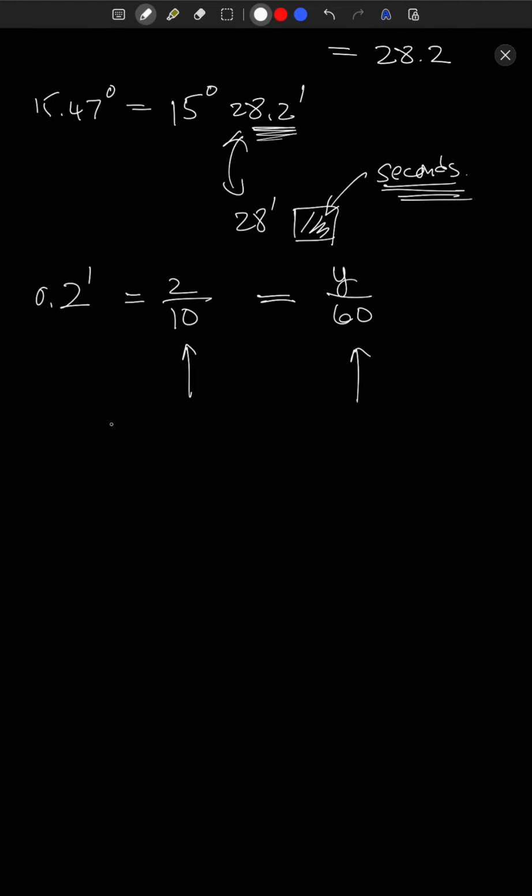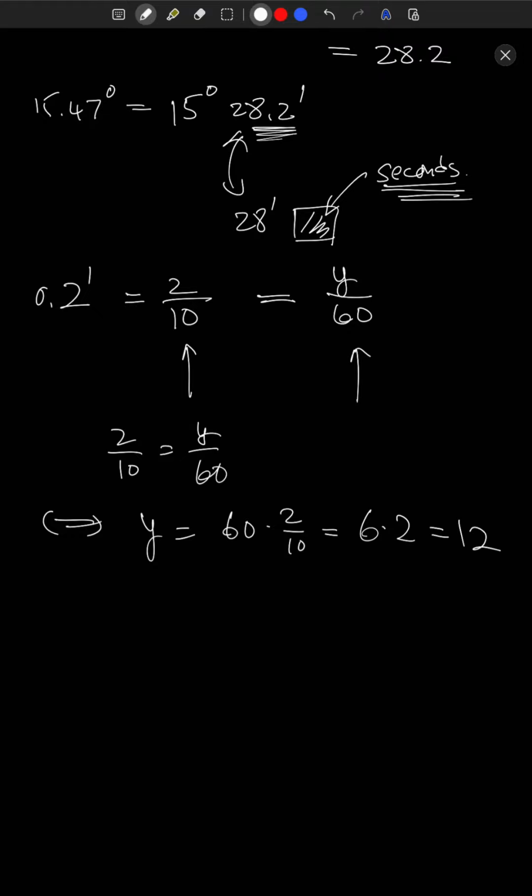Okay, so ultimately, if I solve this algebra problem, 2 out of 10 equals y out of 60, I'm going to get the number of seconds. And this is going to be y is equal to 60 times 2 out of 10, which is 6 times 2, which is 12. All right, so ultimately we know that 15.47 degrees is 15 degrees, 28 minutes, and then 12 seconds. And the notation for seconds is like that.